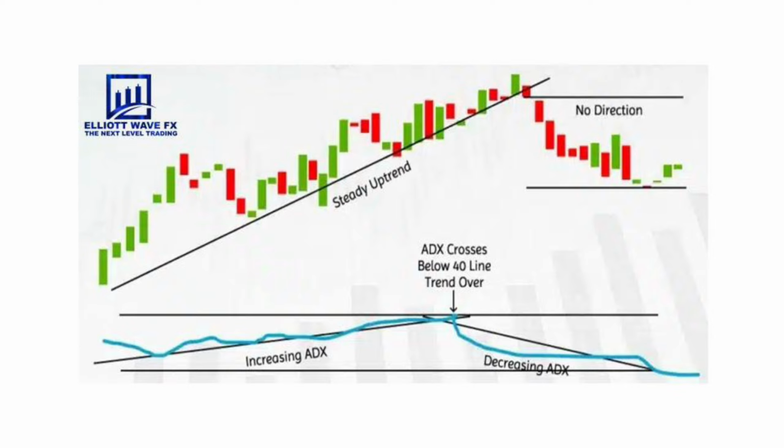Advantages of ADX. Measures trend strength, helps avoid false signals, adaptable to different markets and timeframes, indicates trend continuation or exhaustion, pairs well with other indicators. Disadvantages. Lagging indicator, limited predictive capability, not effective in choppy markets, can give false signals in range-bound markets.